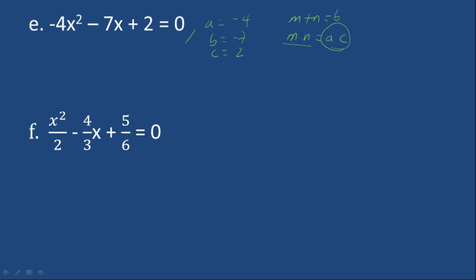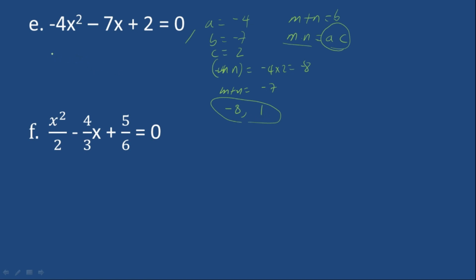So from this, negative 4 times 2 is negative 8, which means M times N should be equal to negative 8, and M plus N must be minus 7. So we need to find two numbers whose product is negative 8 and whose sum is minus 7. The numbers are minus 8 and 1. Look, minus 8 times 1 is minus 8, and minus 8 plus 1 is minus 7.